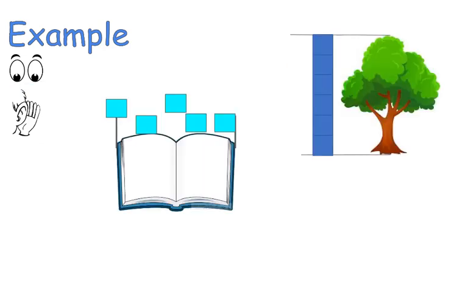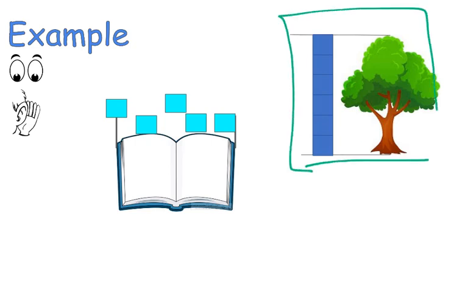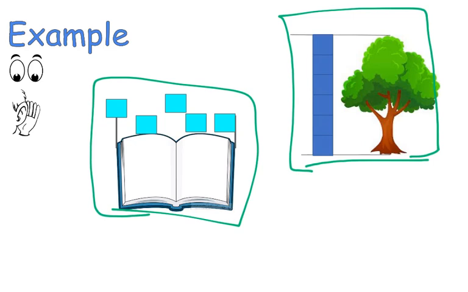Okay, now let's look at another example. I have 2 objects here. First, I want you to tell me which object is using the measuring tool, our squares, correctly. Is the tree using the measuring squares or cubes the right way? Or is the book? Which one is correct? Why?